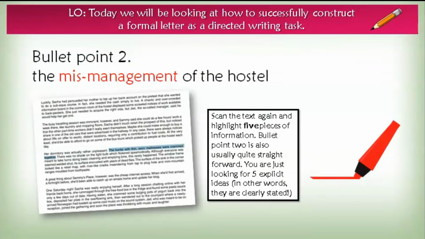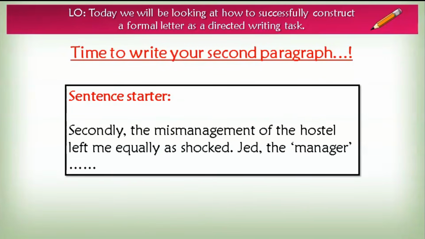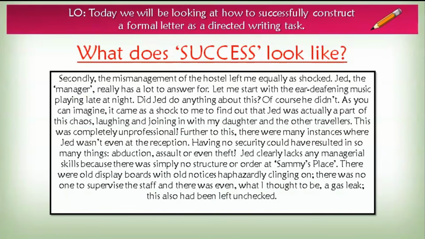Wilkie. Now the second bullet point asks you to explore the mismanagement of the hostel. So scan the text again and highlight 5 pieces of information. Again, bullet point 2 is usually quite straightforward. You should be able to find 5 explicit ideas and you can just jot these down on your notepad. And because I'm nice, I've given you a little sentence starter. Secondly, the mismanagement of the hostel left me equally as shocked. Jed, the manager. So if you want to have a go at writing a paragraph for the second bullet point, pause the video now. So let's take a look at a successful paragraph addressing bullet point 2.